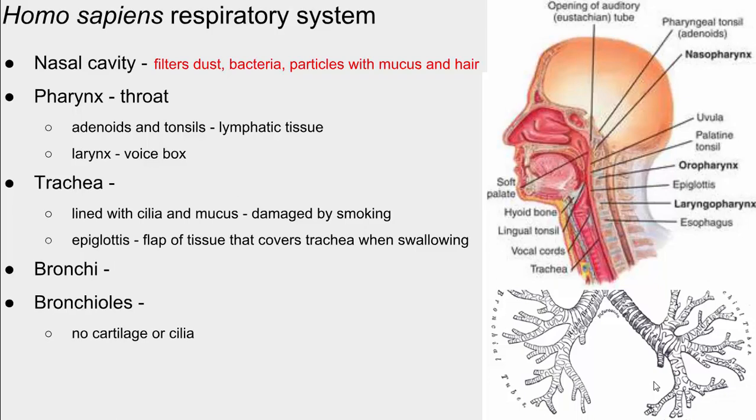We have lots of mucus there. And all of that is to help filter out contaminants from the air, dust, bacteria, particles, so that the air that gets into our lungs is free of those things. The back of the pharynx, or the throat, contains some lymphatic tissue, like your tonsils and adenoids. Also, there are the vocal cords, the voice box, which are located in the respiratory system.